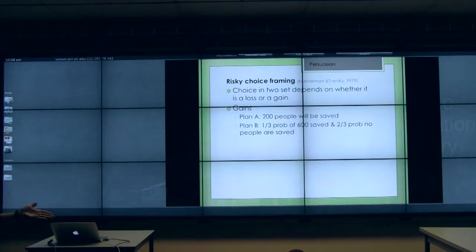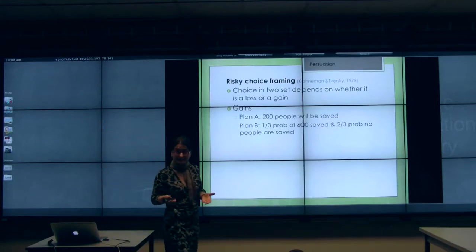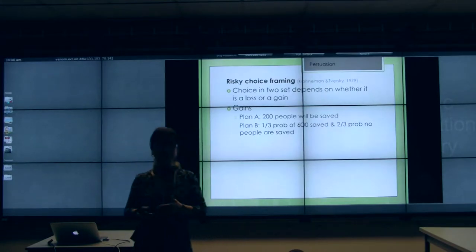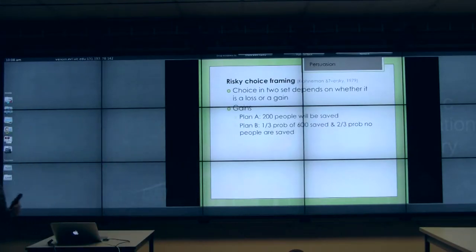Now raise your hands. How many would choose plan A? Come on, don't be shy. How many people would choose plan B? Exactly what the theory predicts. People prefer to choose things that are sure. So people are risk averse when it comes to gains.